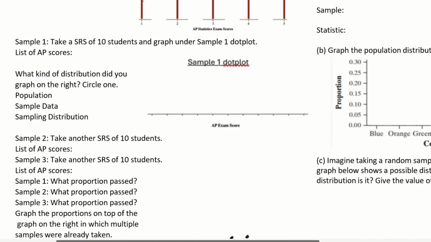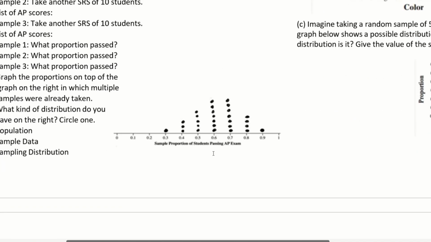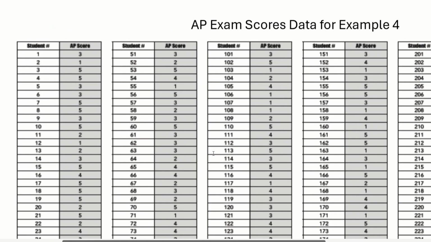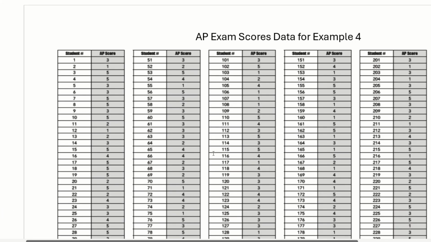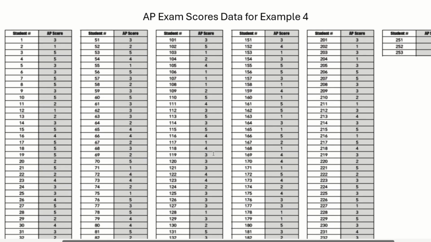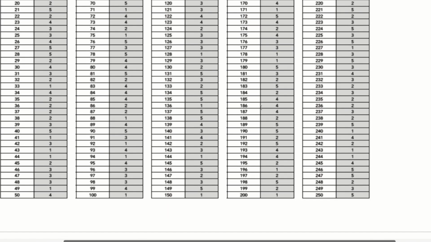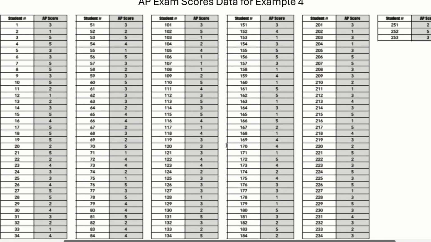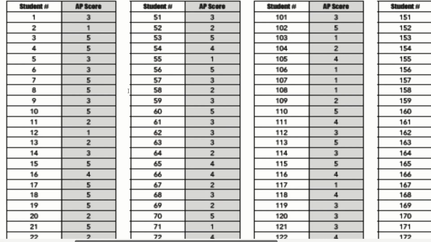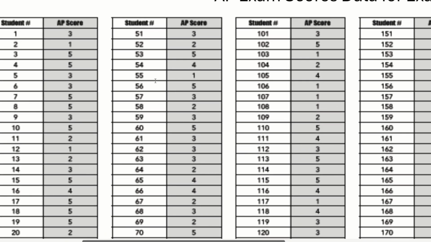You have a sheet at the very last part of this packet, the AP exam data for example 4. We're going to randomly select 10 students from here. Each student is numbered from 1 to 250. Student number 1's AP exam score is 3, and student number 2's AP exam score is 1. Using a random number generator, we're going to select 10 random numbers.